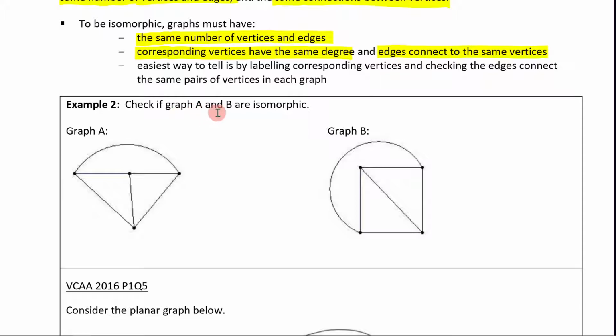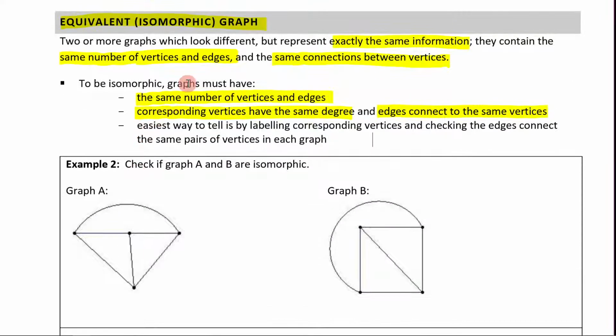Okay, so let's look here at example 2. Check if graph A and B are isomorphic. That means, as we're saying here, they contain exactly the same information: the same number of vertices, the same number of edges, and the same connections between the vertices. And the easiest way to check this is by labeling corresponding vertices and checking the edges connect to the same pairs of vertices in each graph.